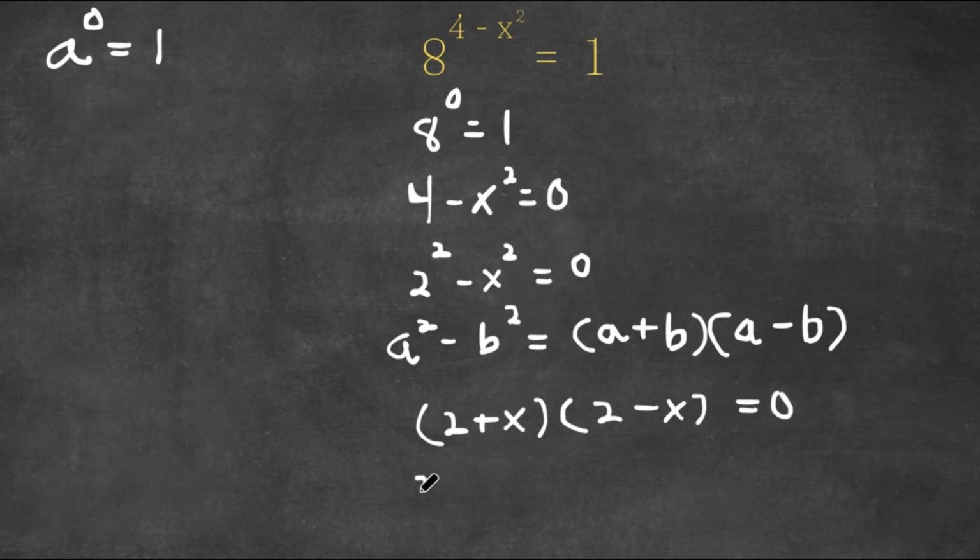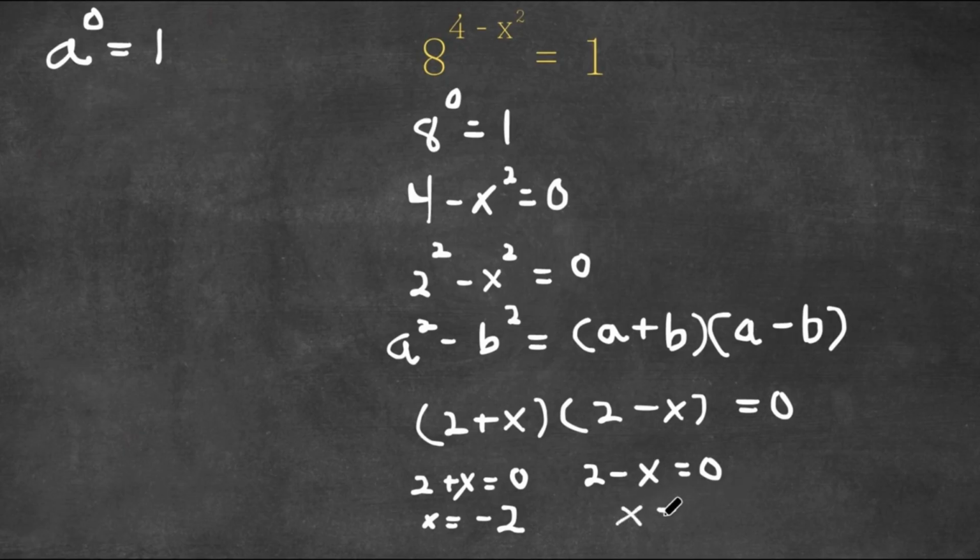So this gives us two equations. We have 2 plus x is equal to 0, and 2 minus x is equal to 0. So for 2 plus x equals 0, x is equal to negative 2. And for 2 minus x equals 0, x is equal to positive 2. So these are two solutions, 2 and negative 2.